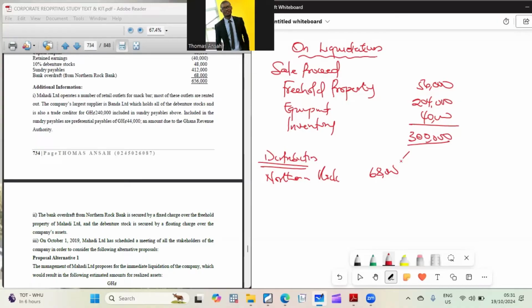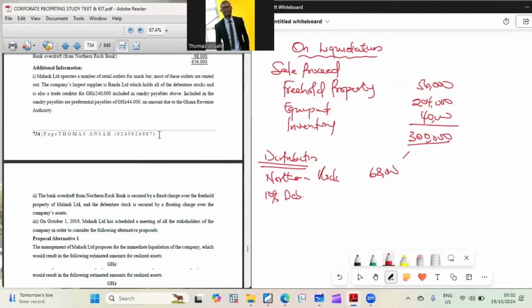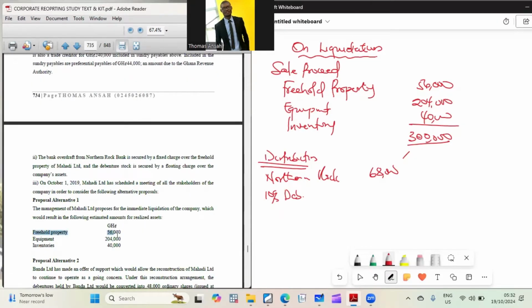How much is the other secured? The 10% debenture. That is 48,000. So you can also pay. Mr. Thomas, it is secured against freehold property. Is it not the 56,000 we are taking? Which 56,000? The Northern, the bank overdraft. But this is it now. The value of the freehold property is 56.